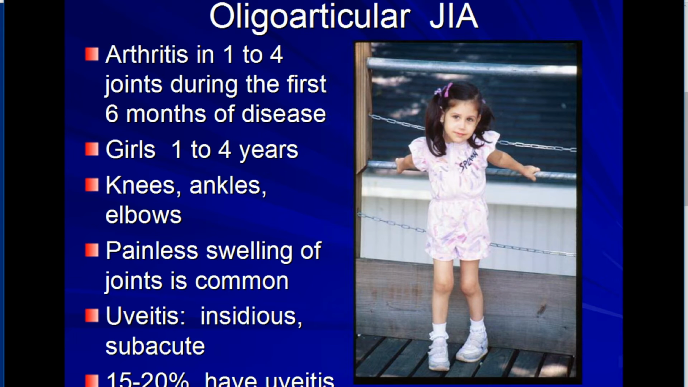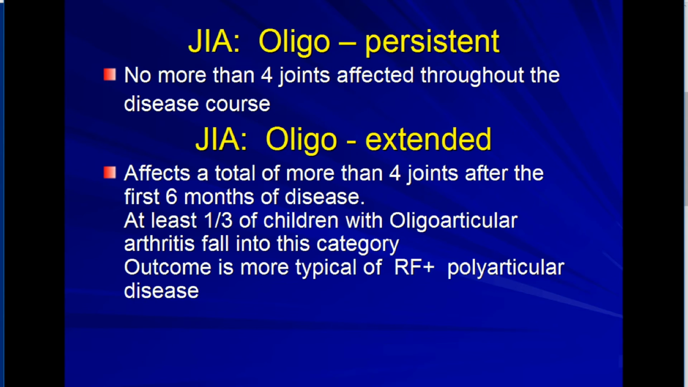So, oligoarticular JIA, arthritis in 1 to 4 joints in the first 6 months of the disease. Girls 1 to 4 years of age. Knees, ankles, and elbows, usually painless. These girls may have uveitis, which is sort of subacute, and if not diagnosed, can be a problem. Up to 20% can have uveitis, so they have to be sent. And luckily, once we send them to rheumatology, they'll send them on to ophthalmology, but they have to send them quickly because it's very treatable if you catch it early.